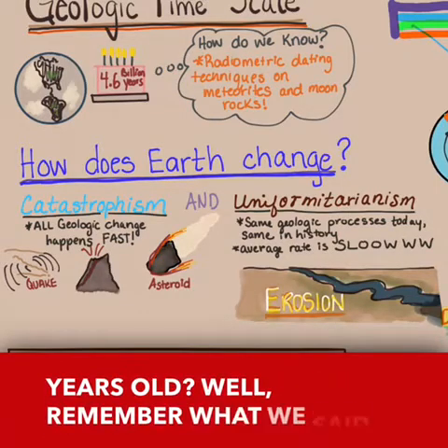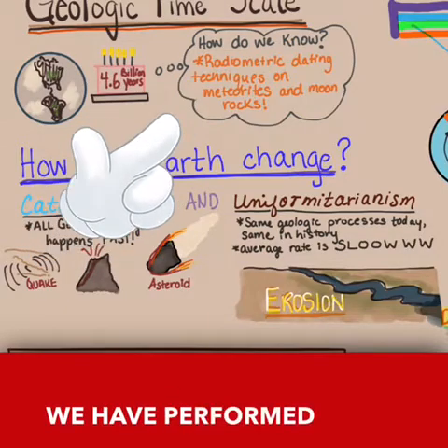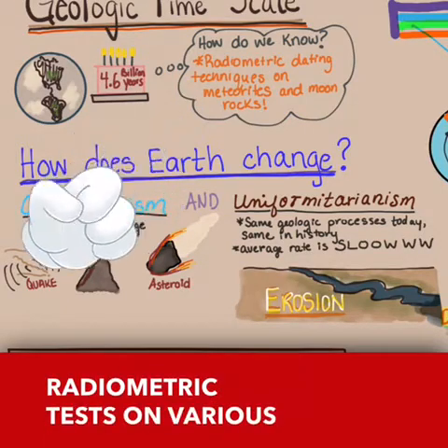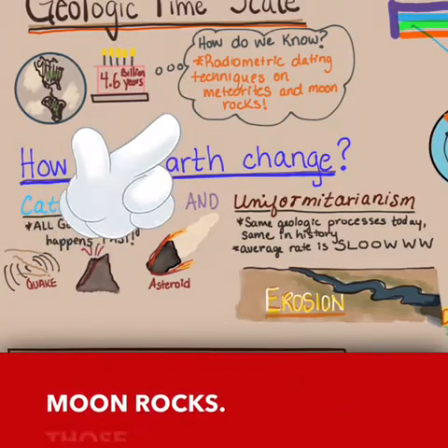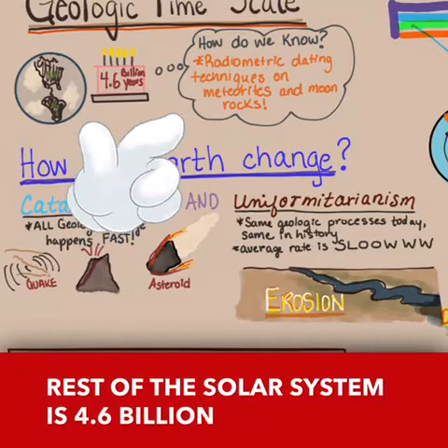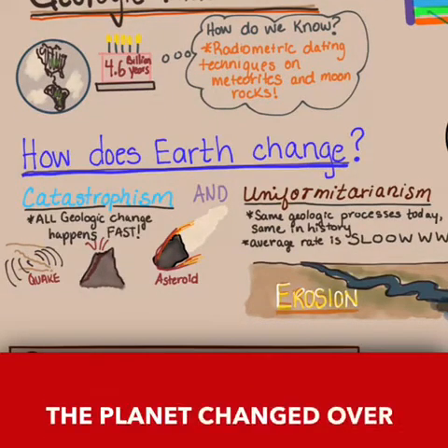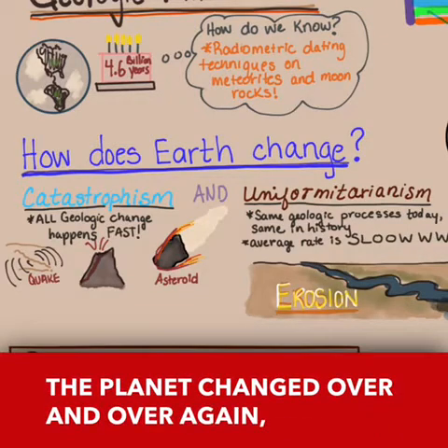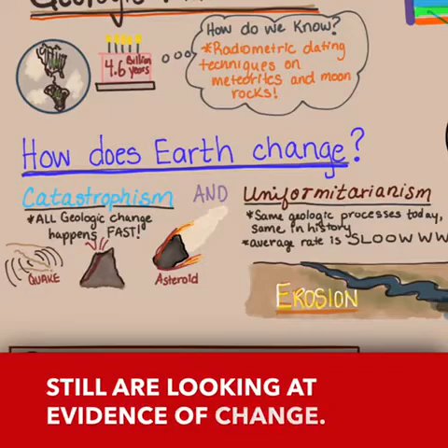Well, remember what we said about radiometric dating? We have performed radiometric tests on various meteorites and even moon rocks, and those tell us that the rest of the solar system is 4.6 billion years old. So is Earth. The planet changed over and over again, and scientists today still are looking at evidence of change.